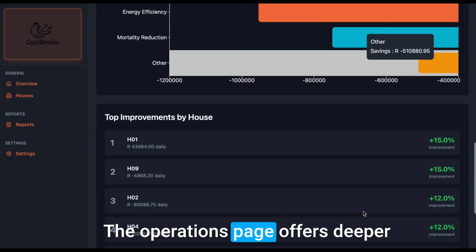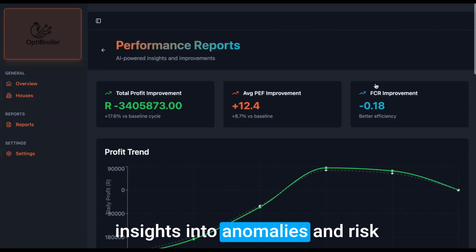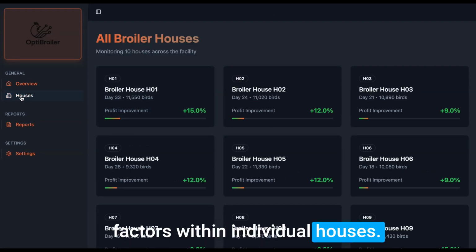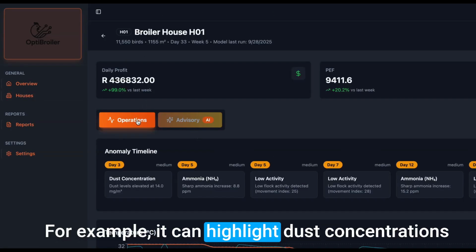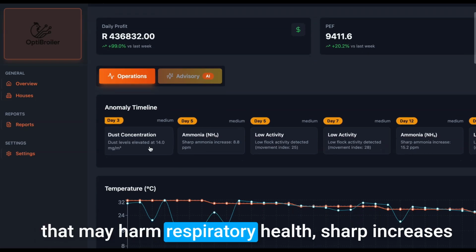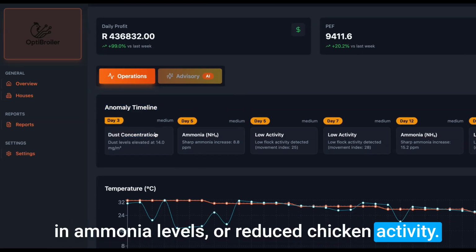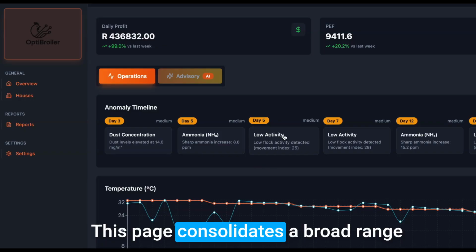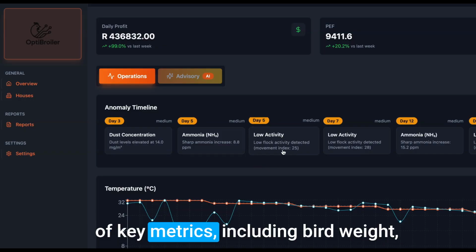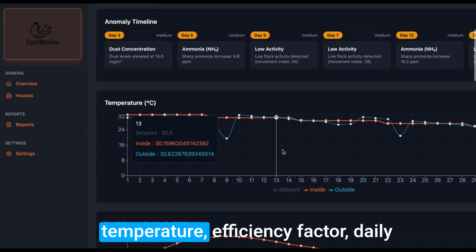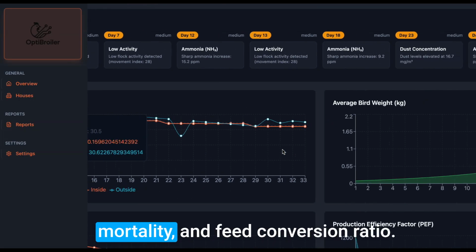The operations page offers deeper insights into anomalies and risk factors within individual houses. For example, it can highlight dust concentrations that may harm respiratory health, sharp increases in ammonia levels, or reduced chicken activity. This page consolidates a broad range of key metrics, including bird weight, temperature, efficiency factor, daily mortality, and feed conversion ratio.